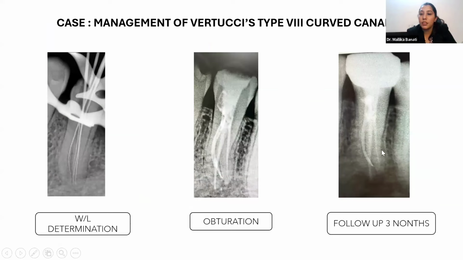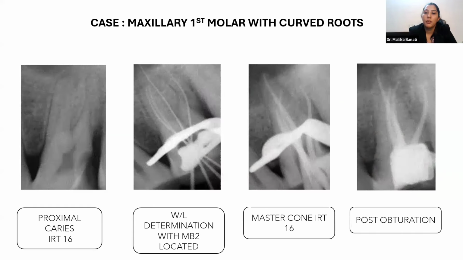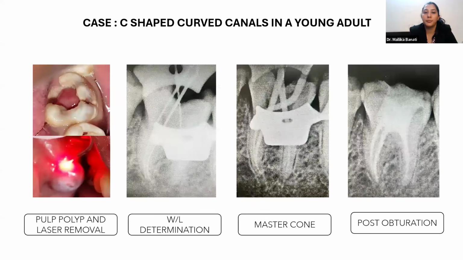Now again, if you see, the curve seems very mild, though it was not very mild here. The preparation was again done through a 4% taper, 25 number. With this case, we had an MB2, curved canals, simple case again. Did a normal glide path, had my working length, took my master cone, prepared the files. I prepared the curved ones with night eye, and then used my rotary instrument in that.